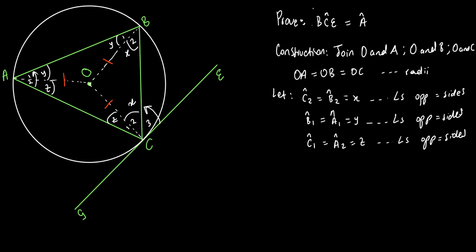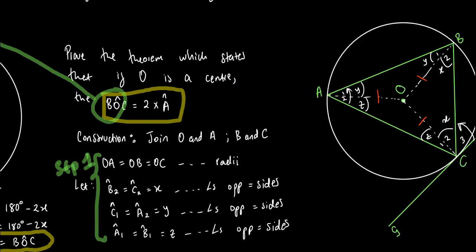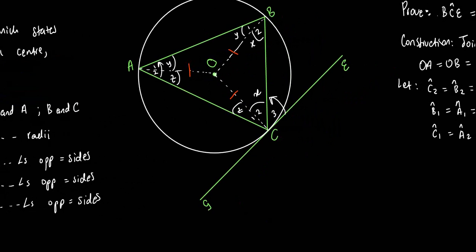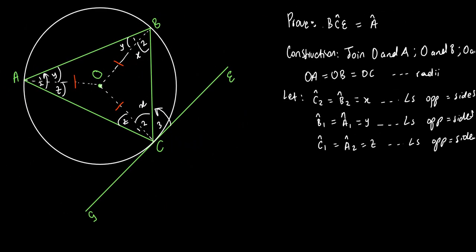You go to the question. The question wants BCE and angle A. So we have to make BCE the subject. But to make BCE the subject, it's outside. Remember, for the previous one, we made BOC the subject by taking note that BOC was inside a triangle, so we used the sum of angles in a triangle. But this one is outside the triangle. If you check, BCE is outside the triangle.